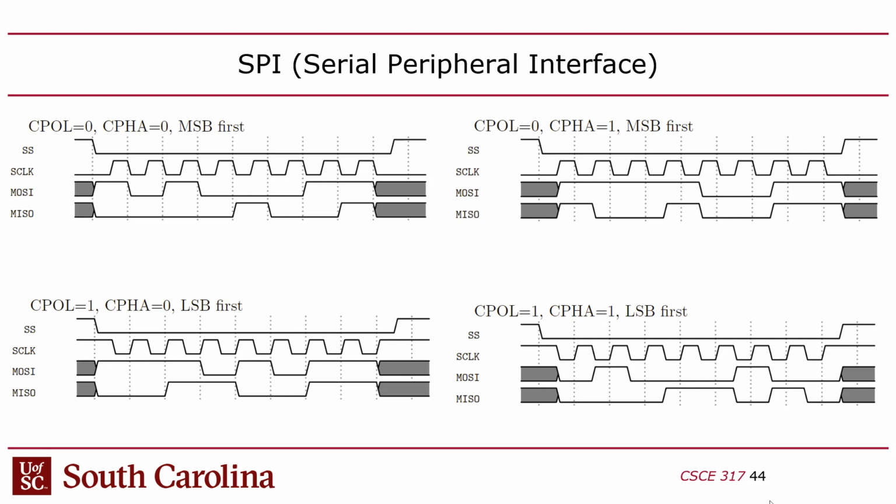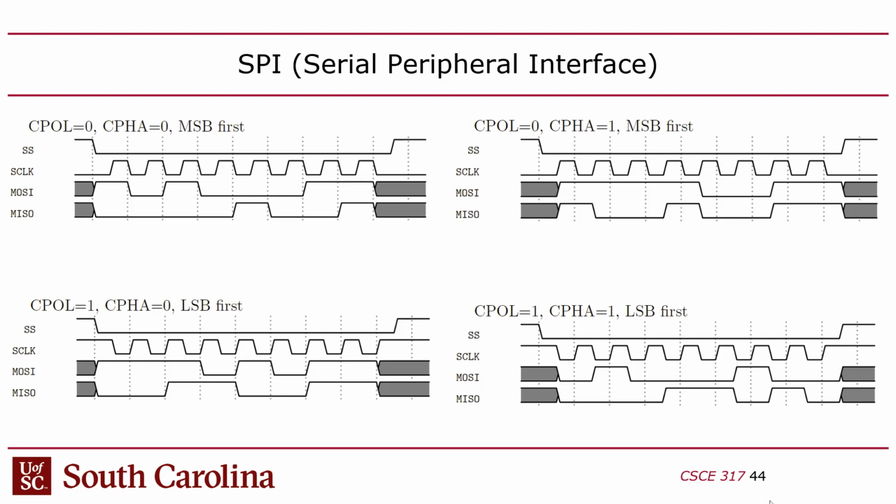This is when CPOL is 1. Notice the clock starts out high. Up here, it started out low. But CPHA is 0, so I'm still going to sample the data on the first clock edge. The only difference is the first clock edge is a falling edge instead of a rising edge, right? But over here, I've got CPHA 1. So notice here, the clock changes and the data changes at the same time. As opposed to over here, notice the data got a head start. The data had a half-cycle head start on the clock. But over here, the data didn't have a head start. The clock and the data both simultaneously changed. Okay?